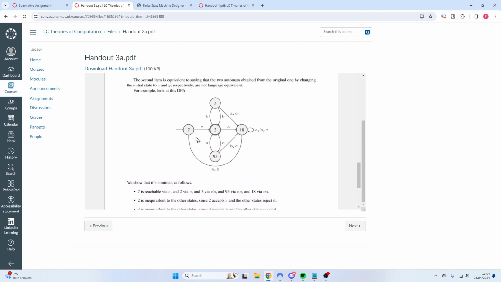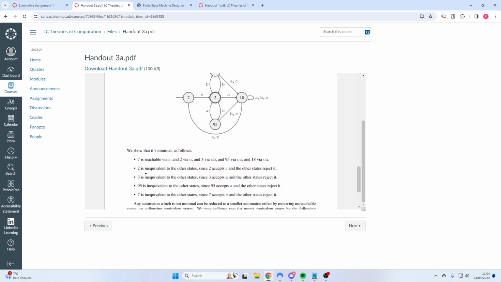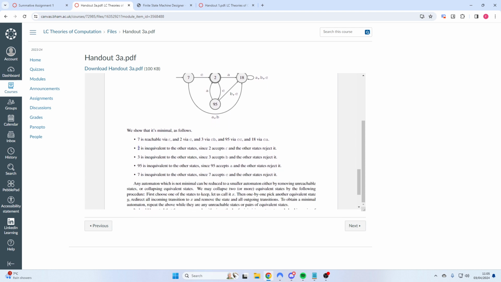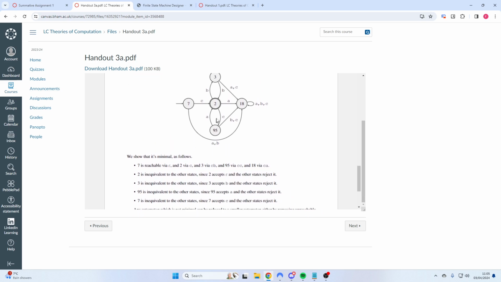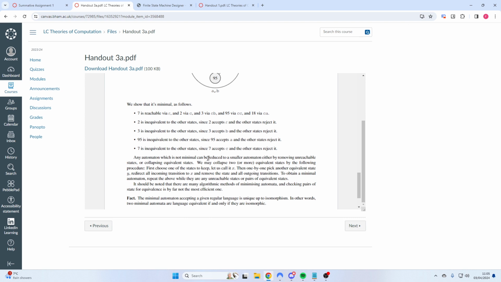So in this one, we can check. First of all, you check they're all reachable. 7 is reachable, 2 is reachable from 7, 3 you can go CB, 8 CA, 5 CC, 1 you can go A or B from the start. So they're all reachable. And then here we can show it's minimal. 2 is inequivalent to the other states. So 2 accepts epsilon, but every other state rejects it. And then it's just that all over again.